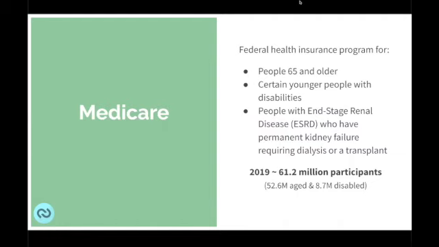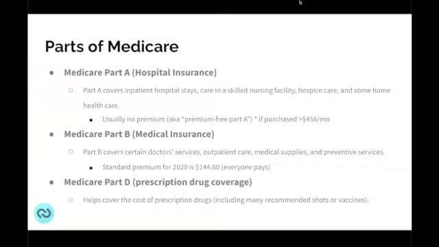So in the 2019 calendar year, about 61.2 million participants were enrolled in the Medicare program. And of those, just over 52.5 million were aged, so 65 and older. And then we have just under 9 million that were in the disabled and ESRD category. So Medicare itself is broken down into multiple parts. I'm going to talk about A, B, and D here, and then we'll get to C on the next slide.